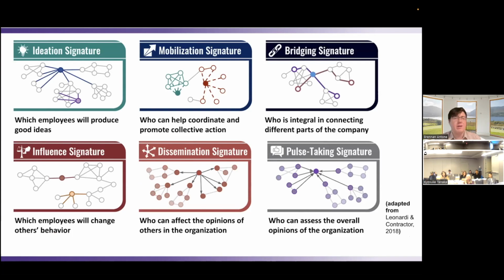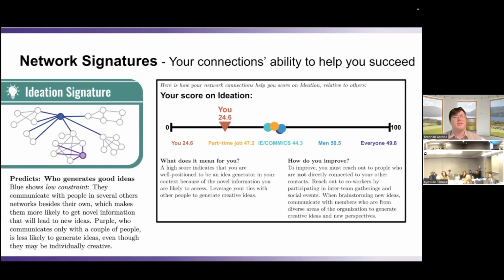Then you can go through the signatures. This demonstrates how to interpret the results. So I would talk about, here's your score, here are the different reference groups, and think about what it means or how you improve upon it.